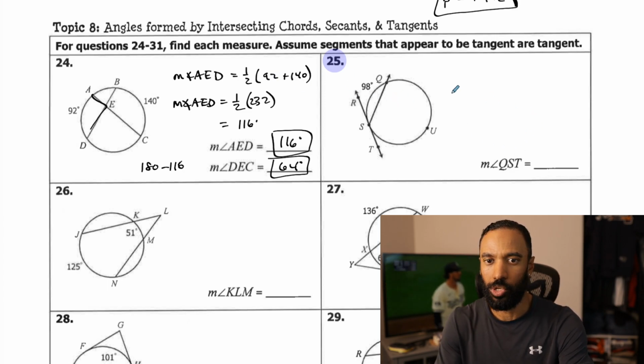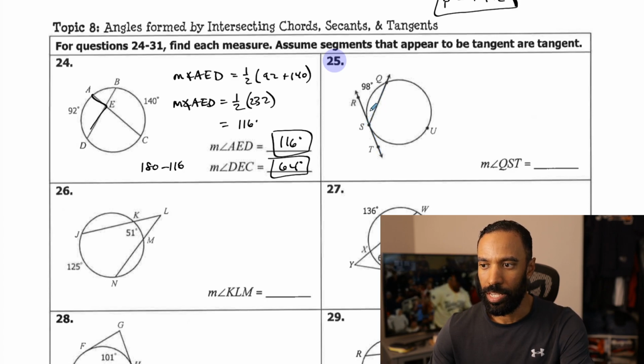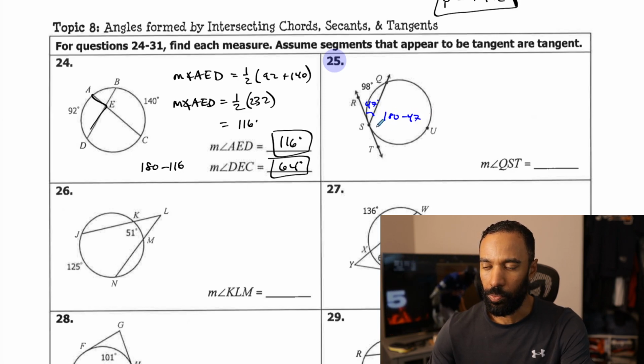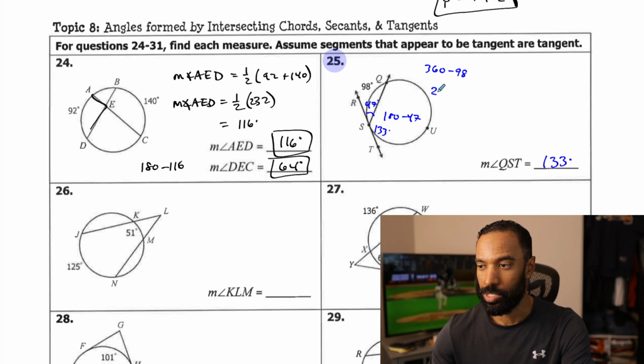Find the measure of angle QST, which is this guy. In order to find that, we have one of two options. Either find this angle by taking half of 98 and then subtracting that from 180, and we will get 133 degrees. Or do 360 minus 98 to get this measure of arc QUS. 360 minus 98, and that gets you 262. And half.